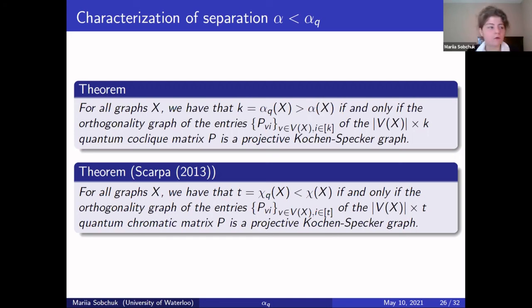So we were able to prove this also for the independence numbers. Once we have the quantum Cochlic matrix and take the projections to be the vertices of the orthogonality graph, we'll always get a projective Cox-Becker graph if alpha and alpha q are different. So that's quite nice. It is not easy to check.